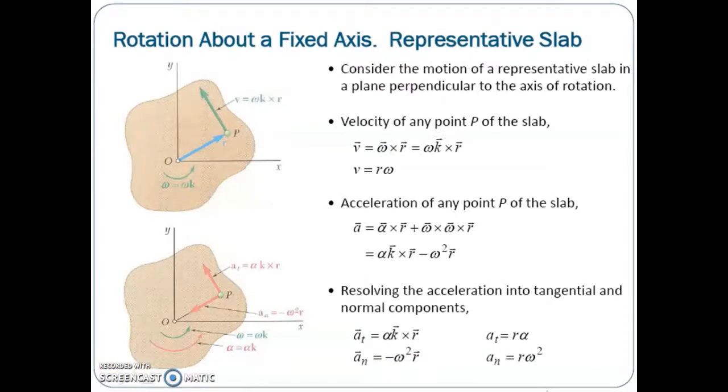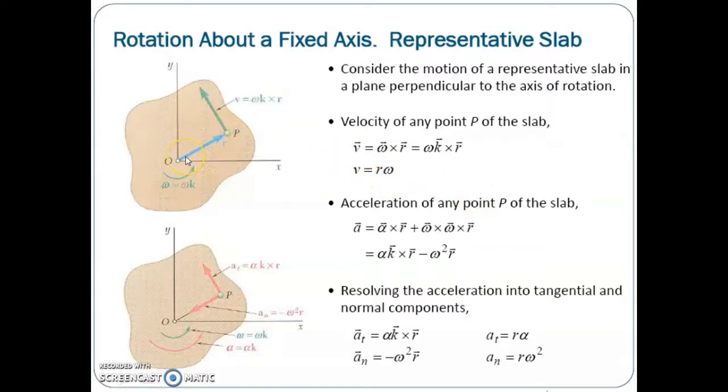If we make use of the principle that we discussed earlier on rotation about a fixed axis, now we look into how the body rotates about an axis perpendicular to a particular plane itself, which we call a representative slab. So if it is a plane and it rotates about this axis perpendicular to the surface, we have the velocity of any point of the slab itself. In this case, v equals r omega.